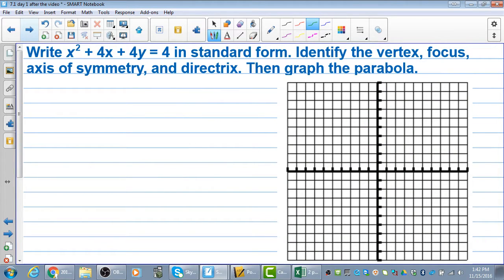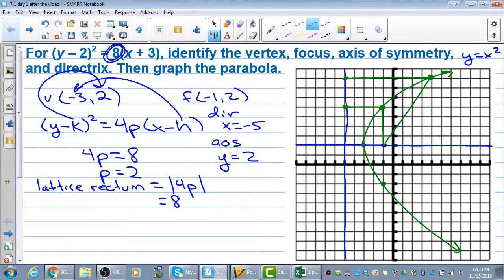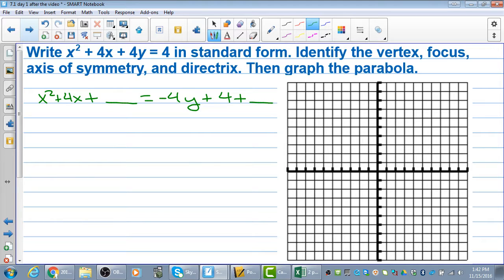Write x² + 4x + 4y = 4 in standard form. I like to think of it as vertex form, but that's all right. We have x² + 4x + something = −4y + 4 + something. We're going to complete the square. I want to make this equation look like that equation right there. Well, that's completing the square. That's (y − 2)(y − 2). So we take 4, we divide it by 2, and we square it. That's 2 squared, that's 4.